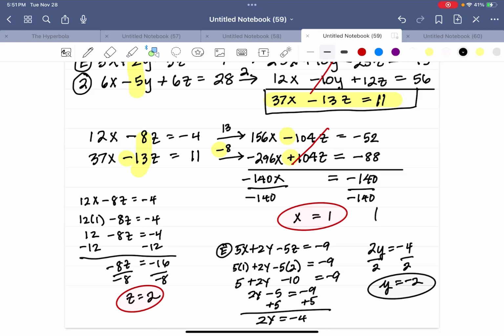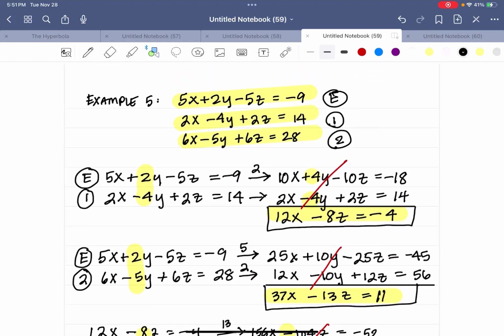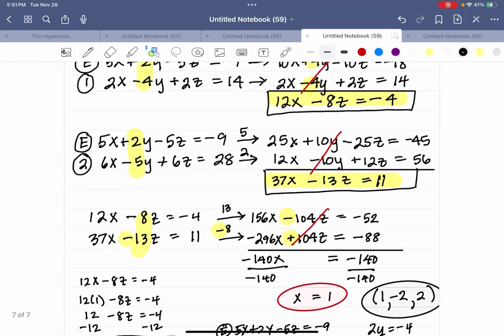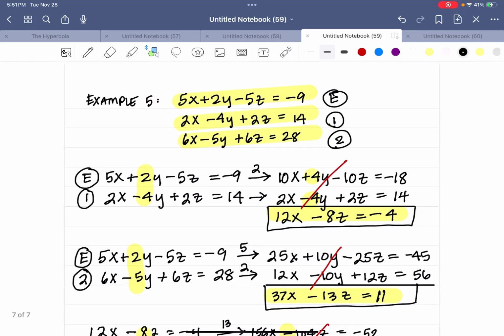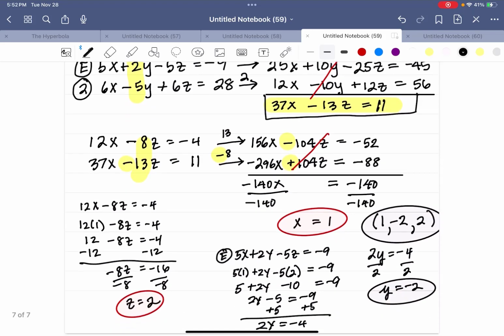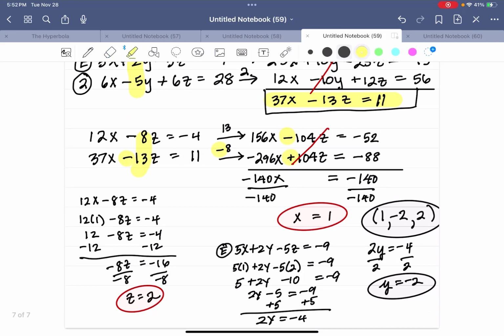So the answer would be the ordered triple, x is 1, y is negative 2, and z is 2. And again, it's best if you actually check these, and you need to check it in all three. So you would put that same ordered triple, 1, negative 2, and 2, into all three of these. So you want to check those to make sure that they work in all three, and then your final answer is this ordered triple.